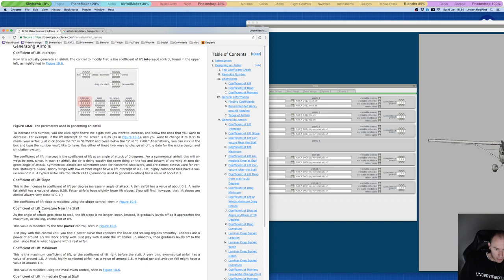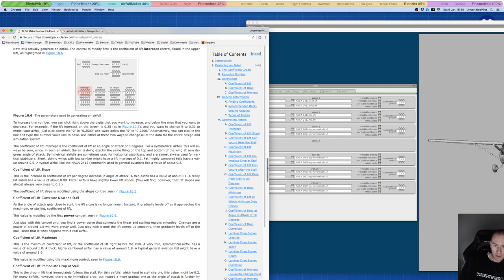Coefficient of lift slope. Man, already halfway through this manual. We need Rush. That's the conclusion, I think.